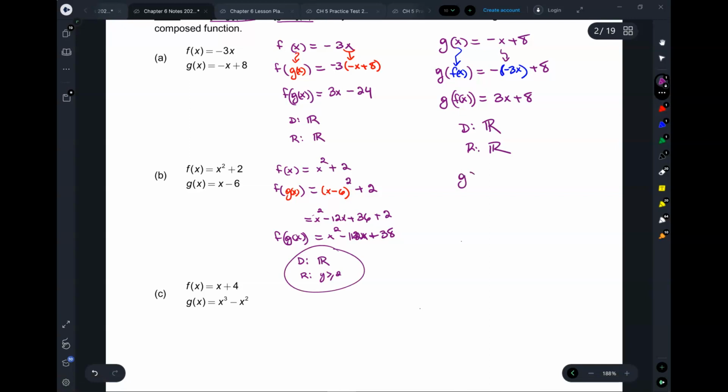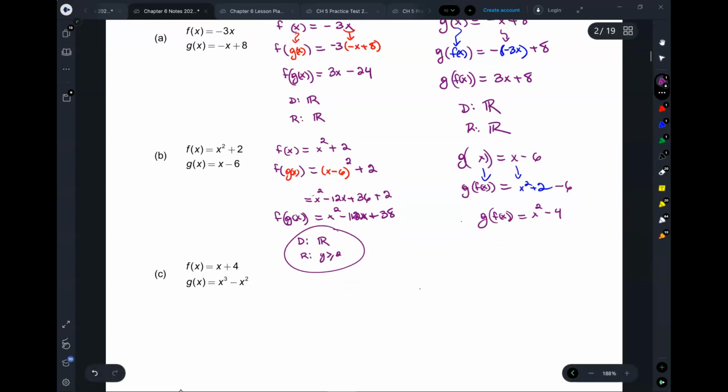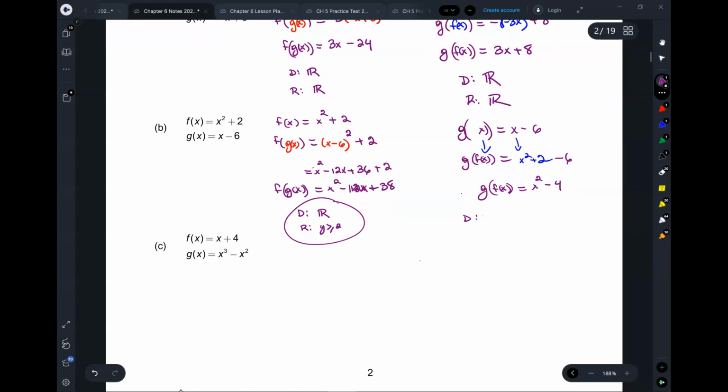All right, so next I need to find g of f of x. So g of x is x minus 6. G of f of x, now x is going to be replaced by f of x. So that's going to be x squared plus 2 minus 6. So g of f of x is x squared minus 4. Okay, now, again, this is a parabola, right? The domain is all real numbers.